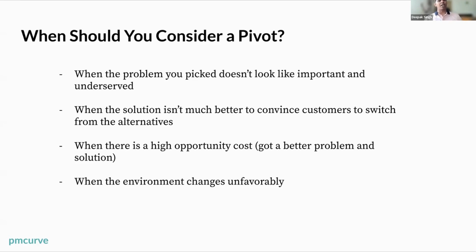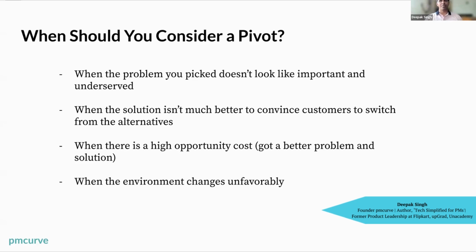The third is when there is a high opportunity cost. What it means is you got a better problem and solution. For example, Bourbon got Instagram as a better problem and solution, so they pivoted. Segment, I think, started as analytics for tutors, and then it moved into APIs for analytics, Segment.io, and got acquired for 3 billion or so. So the high opportunity cost usually arises because you got a better problem and solution that you discovered as part of your journey. And that is when you pivot.